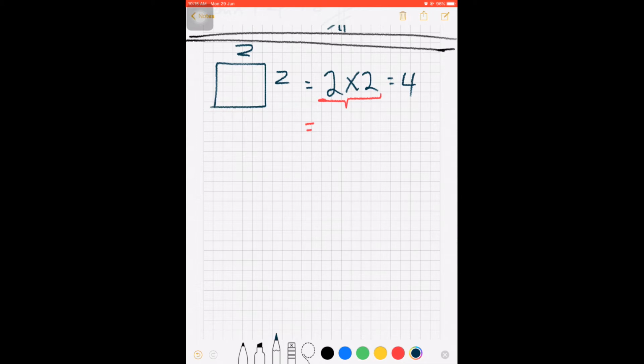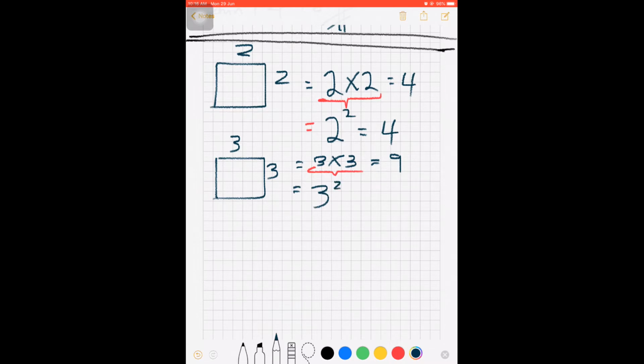Ada. It's square, remember? So you have to do 2 kuasa 2. Do square. Which equals to 4. Okay. Let's try another one. How about 3? Same thing, right? How do you find the area? It's 3 times 3, which equals 9. Cara lain nak tulis apa? Cara nak tulis 3 kuasa 2, sebab ada 2 je kan. 1, 2, so 3 kuasa 2 sama dengan 9.